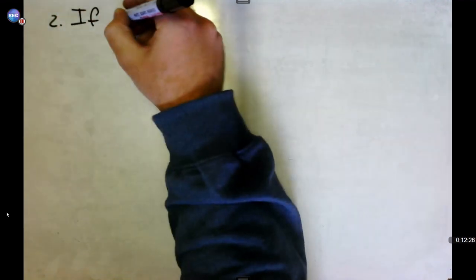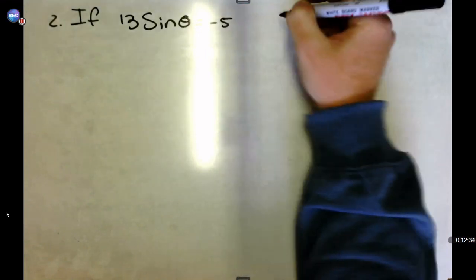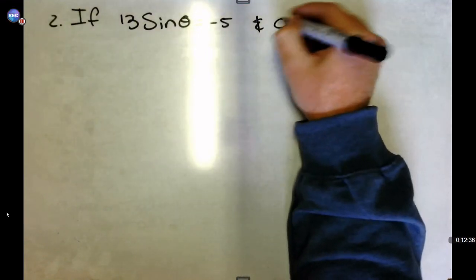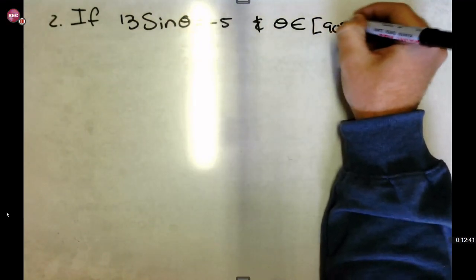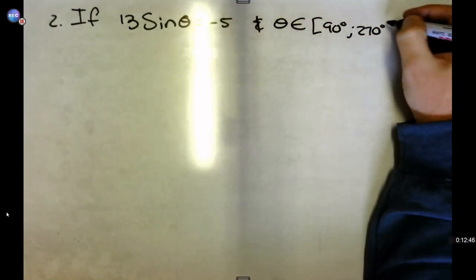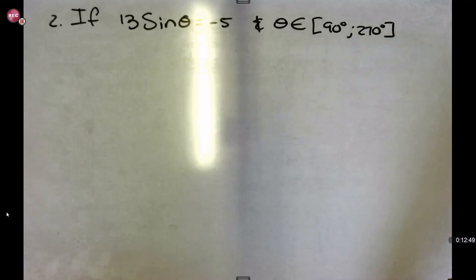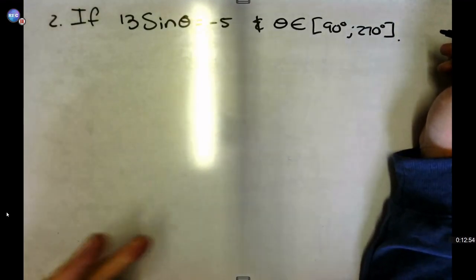Okay, question number 2. Here we go. So they say, if 13 sine theta equals -5 and theta is an element of 90 to 270. Oh, that's beautiful. Obviously they're going to ask you to calculate with a diagram as well as to calculate a certain thing.